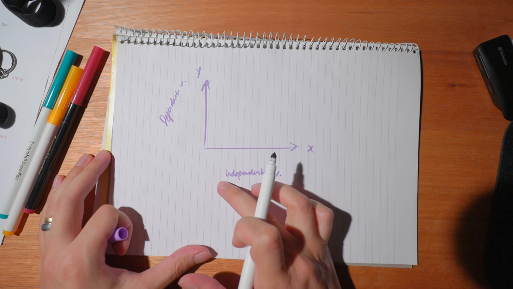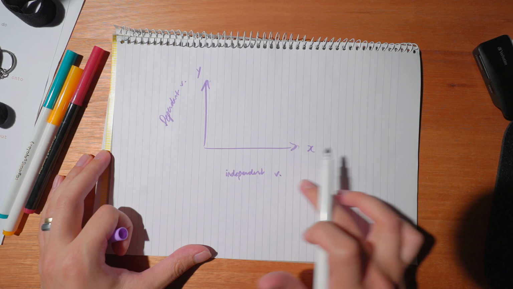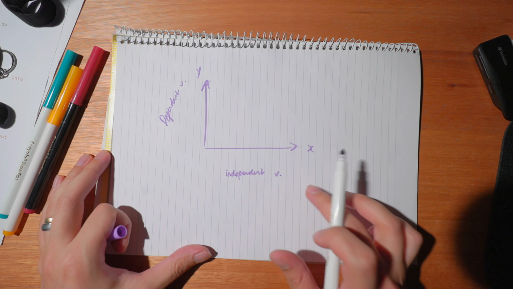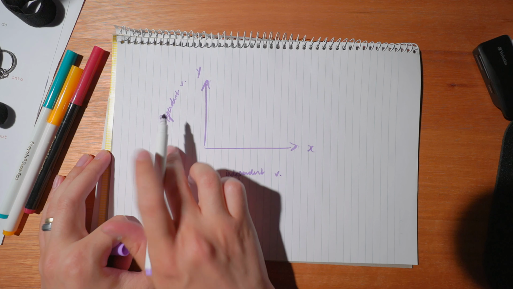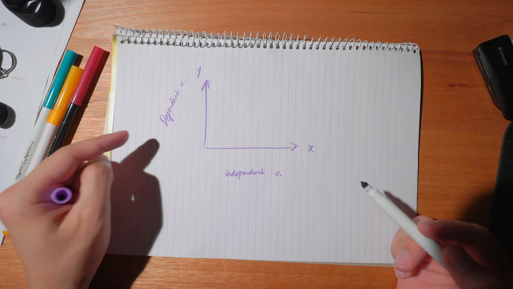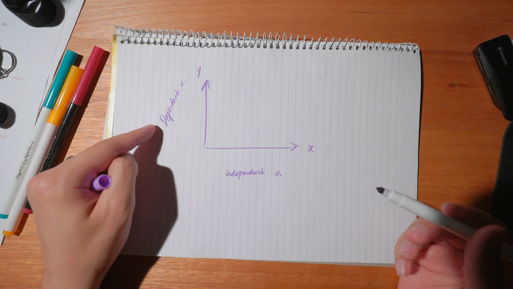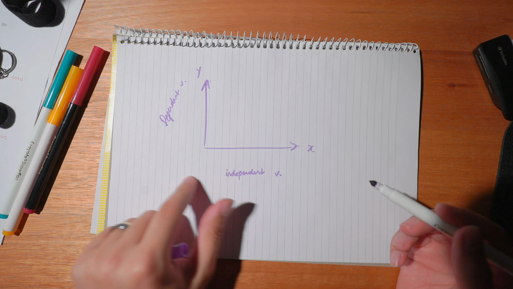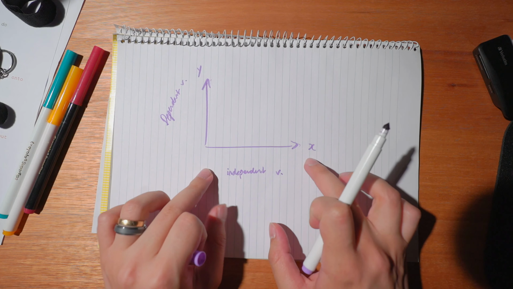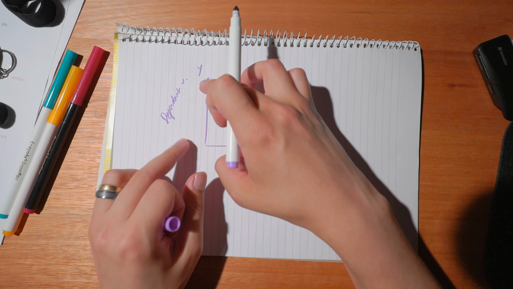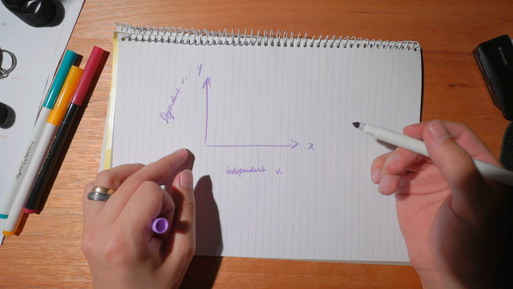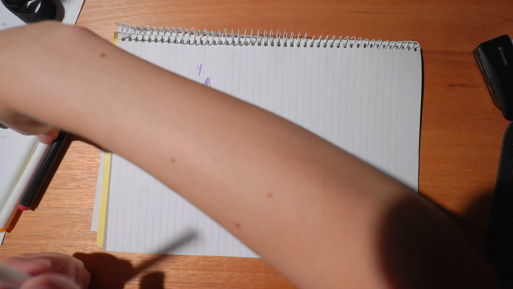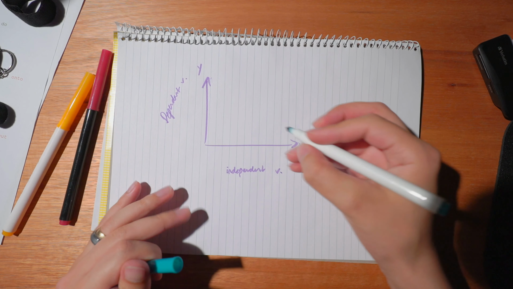Or let's say the time, and then that drives how far you've driven, or how much money you've earned, or how much work you've got done, things like that. So usually the bottom axis is your independent, the one that causes the change, and this is the one that is responding.